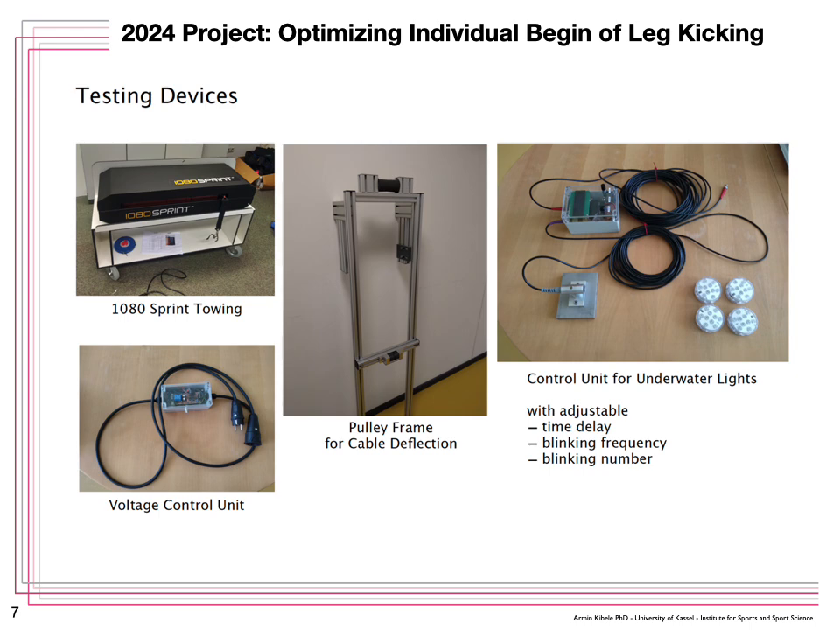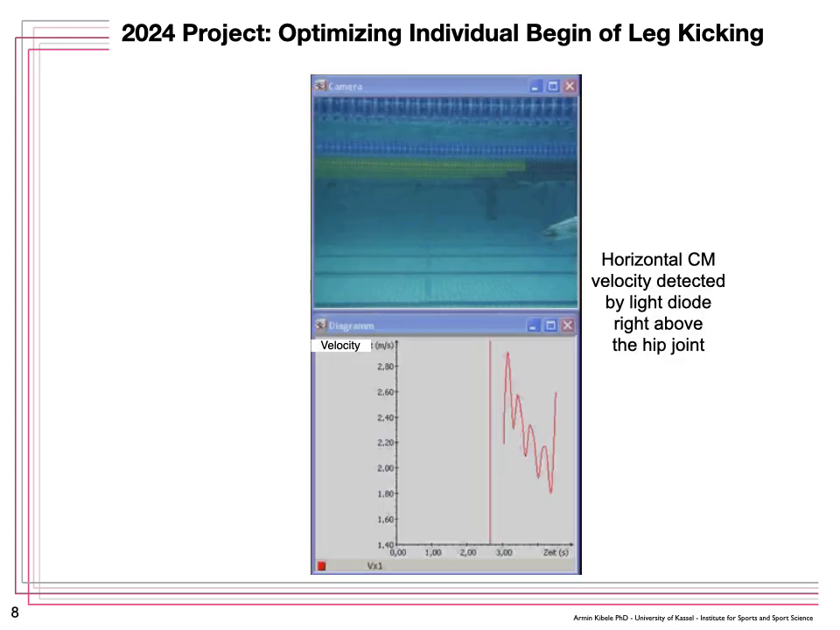In total, in addition to the 1080 Sprint unit, the following custom-made components are used: a voltage control unit between the 1080 Sprint and the power supply, a pulley frame to deflect the towing cable horizontally at the target water depth, and a control unit to individually adjust the time delay between the release of the cable and the start of the flashing of the light bulbs. In addition, a light-emitting diode attached to the swimmer's waist can be used to analyze the center of mass velocity underwater.